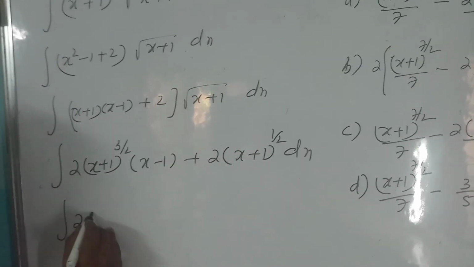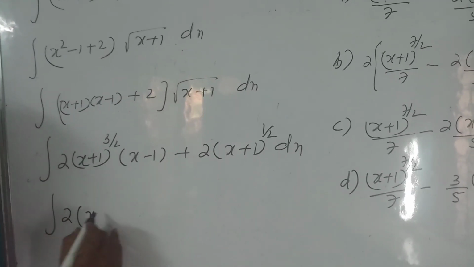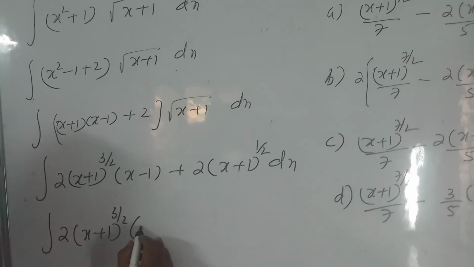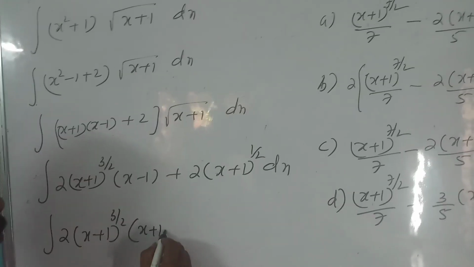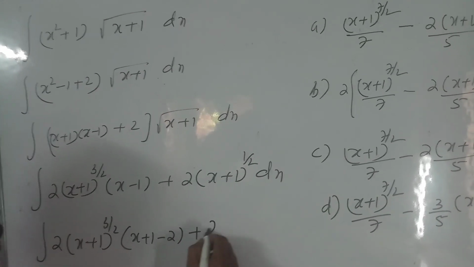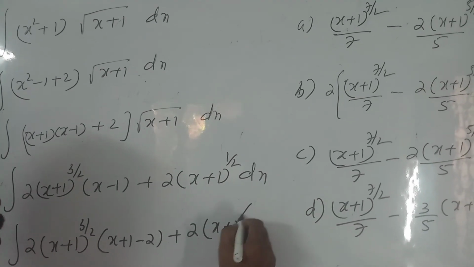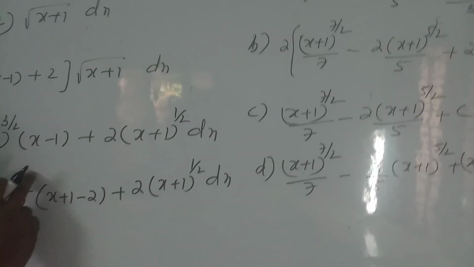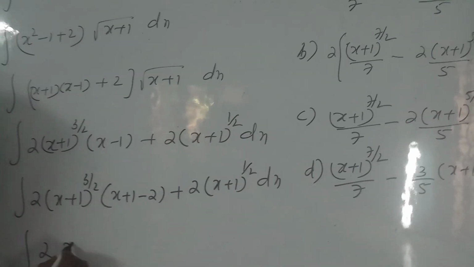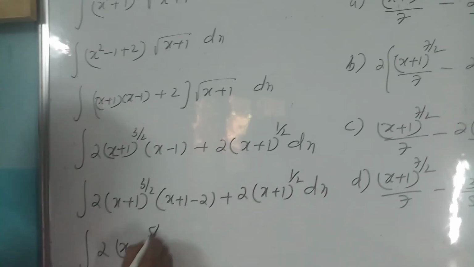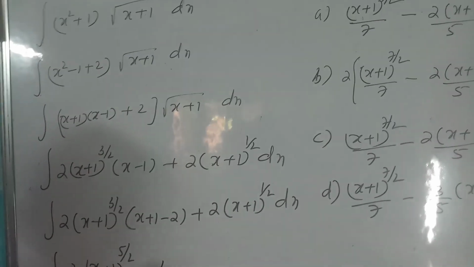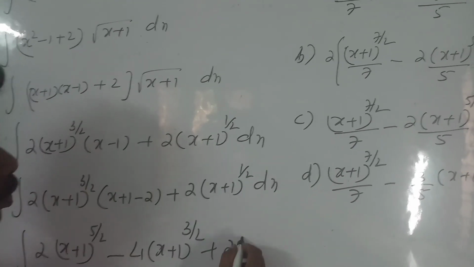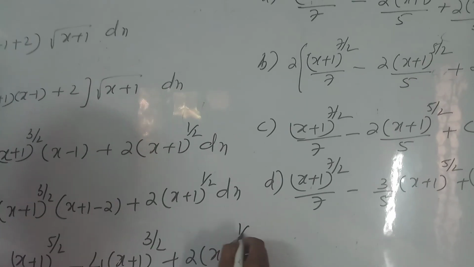Again rearrange the terms. (x + 1) the whole raised to 3/2 into (x − 1), we can write as (x + 1) − 2, plus 2 into (x + 1) the whole raised to half, dx. Again open this bracket. 3/2 plus 1 is equal to 5/2, minus 4 into (x + 1) the whole raised to 3/2, plus 2 into (x + 1) raised to half dx.